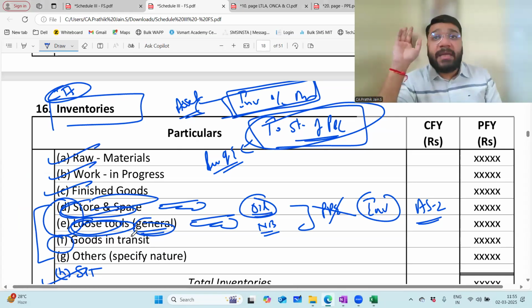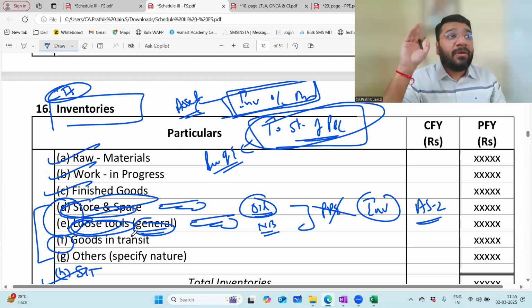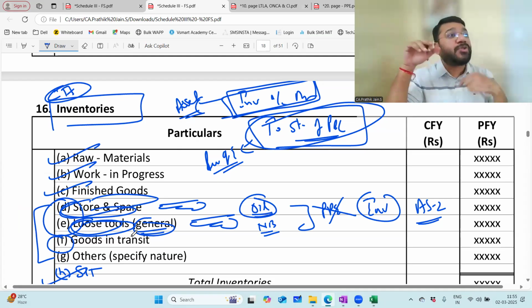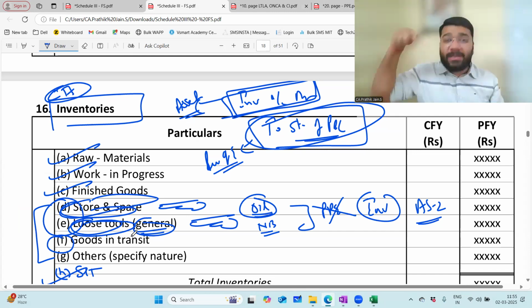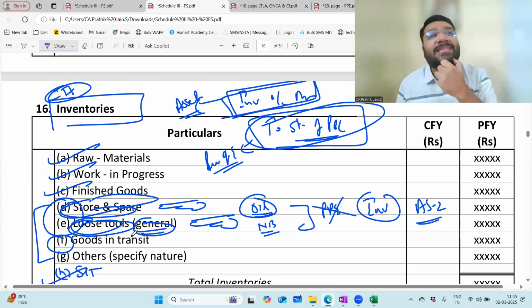Guys, there will be so many lorries traveling on 31st March and 1st of April. So many lorries will be in transit on highways. It is neither in the buyer premises nor in the seller premises. So who should record the inventory? Whoever is taking the responsibility of goods in transit, he will record the inventory in his books of accounts.